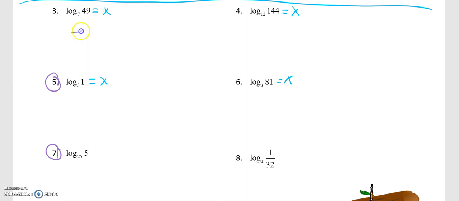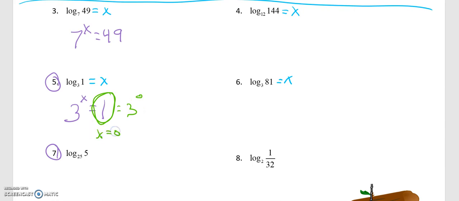If you go ahead and convert these, 7 to the x power equals 49. Well, then you're asking yourself what power? Same thing over here. The nice thing about this one is when you get 3 to the x power equals 1, you run into that conflict that we had yesterday with the 1. And if you recall, we could rewrite that as 3 to the 0 power, and therefore x equals 0.